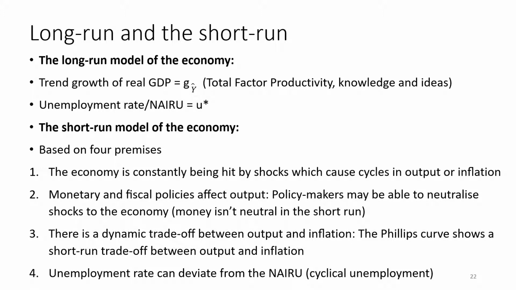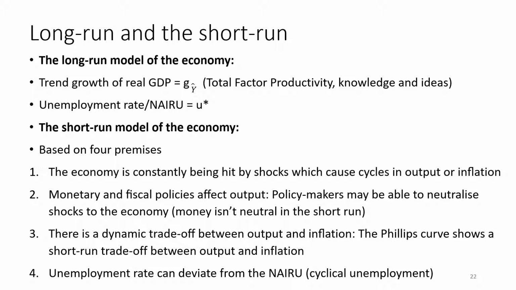Our focus so far in this unit has been about trying to explain how the potential or trend level of output changes over time, which we have linked to total factor productivity or the accumulation of knowledge, technology, ideas, etc. The short run describes how the economy may deviate from this long run path and how these deviations might be corrected by the actions of policymakers.